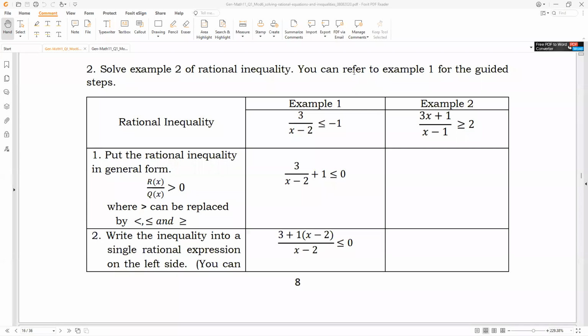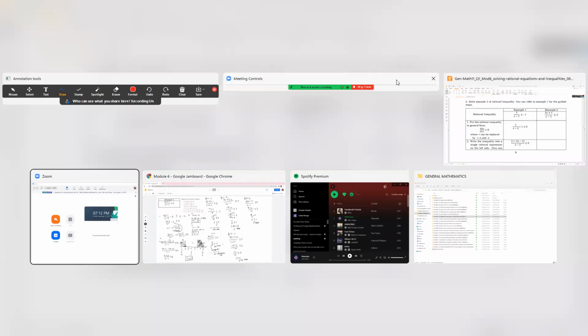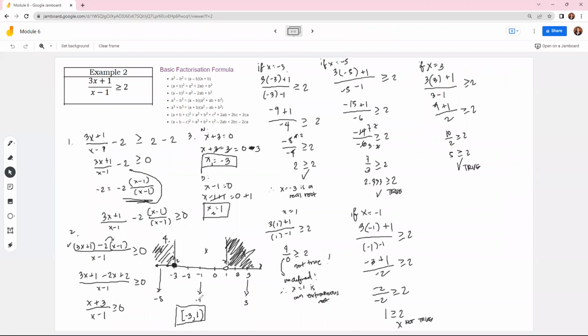Okay, sige. This video is a continuation from our previous video, where we tried solving this example. Because of that, we were able to come up with this solution in Google Jamboard. So, this is our solution. This is its interval.